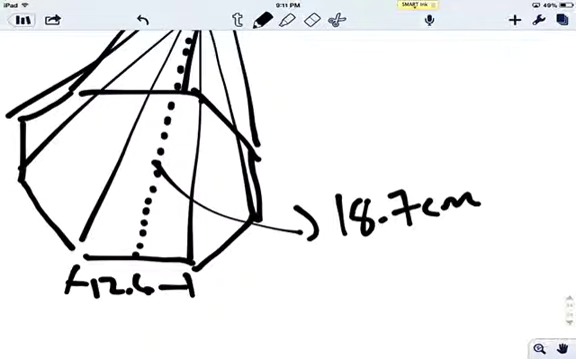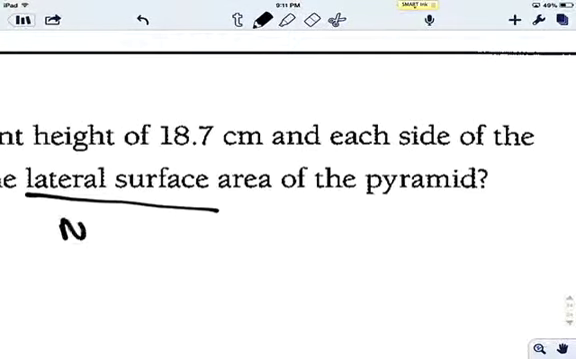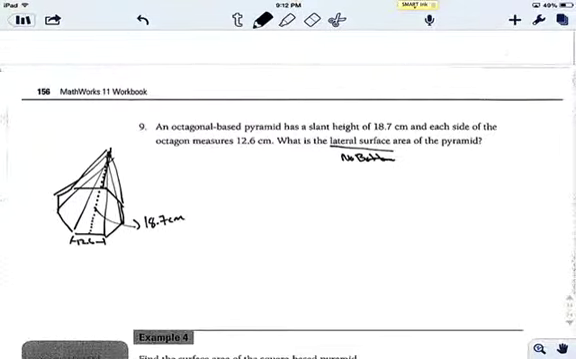Well, the lateral surface area is only concerned about the exposed area, which doesn't include the bottom. That's what lateral means, no bottom. Well, we have one of those triangles. There's 8 of them there. So if we find the area of one of those triangles and multiply it by 8, we should have that area. I'm not going to show the answer to this one, but I want you to try it on your own.